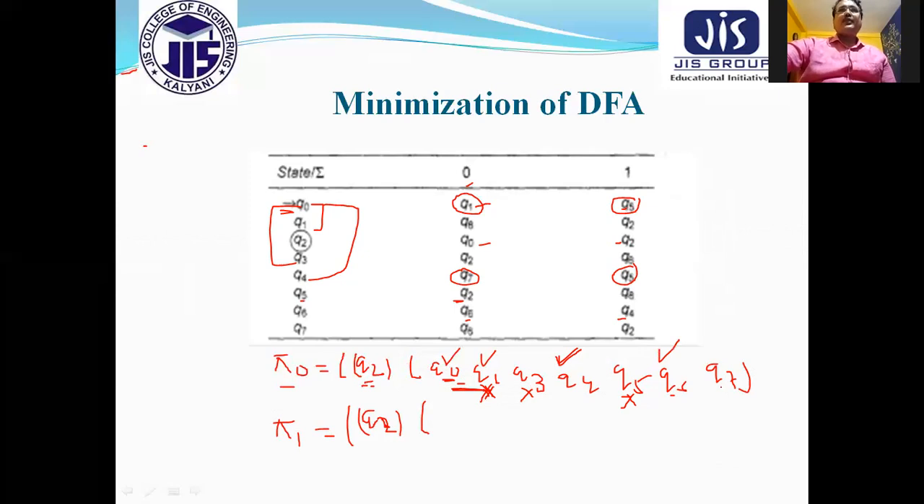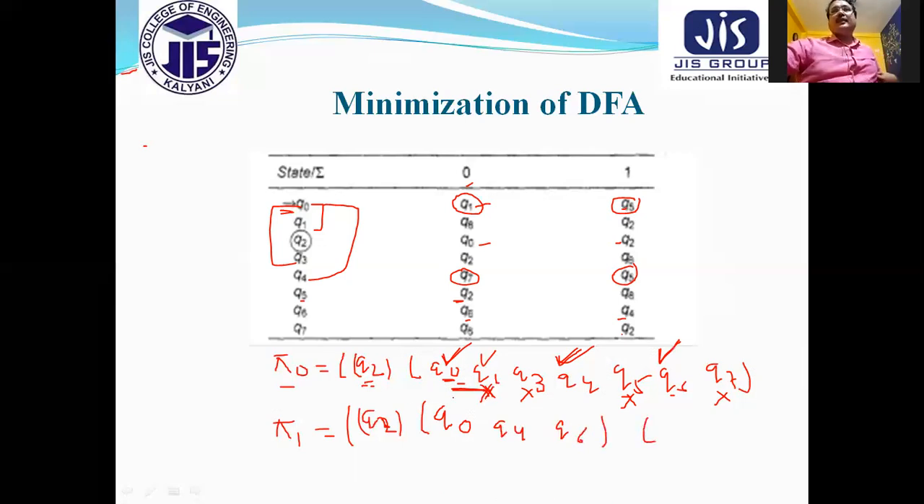Similarly, Q7, you can check that. Here I am getting 5, here I am getting 1. For 0, it is not a problem, same set. But here I am getting 2, here I am getting 5, so it creates a problem. So it is not equivalent. So what are the equivalent ones here? This one, this one, this one. If they are equivalent, I can write them in one set: Q0, Q4, and Q6.